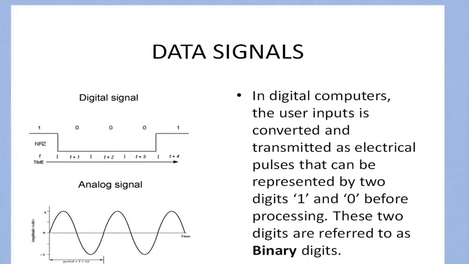Then we can also visualize data signals. A data signal is the flow of current through the transmission media. Data is carried in terms of current. Therefore, in digital computers, the user input is converted and transmitted as electrical pulses that can be represented by the two digits, 1 and 0, before processing. These two digits are referred to as binary digits.